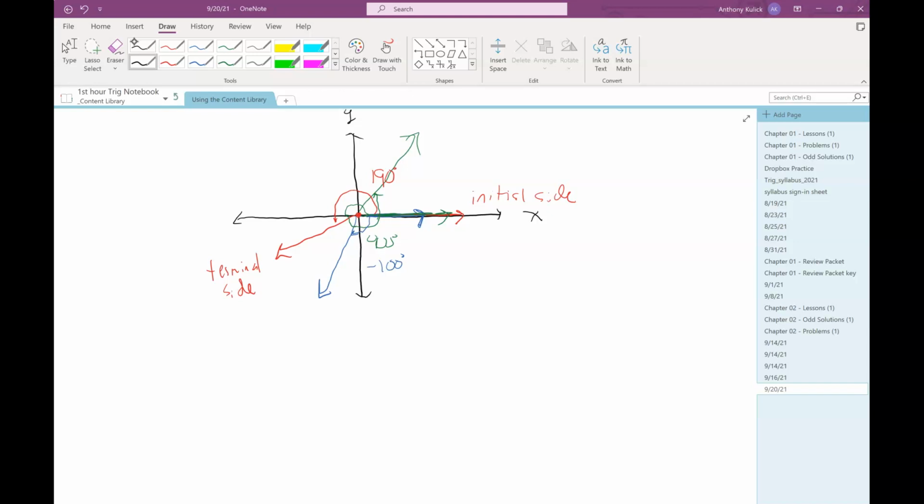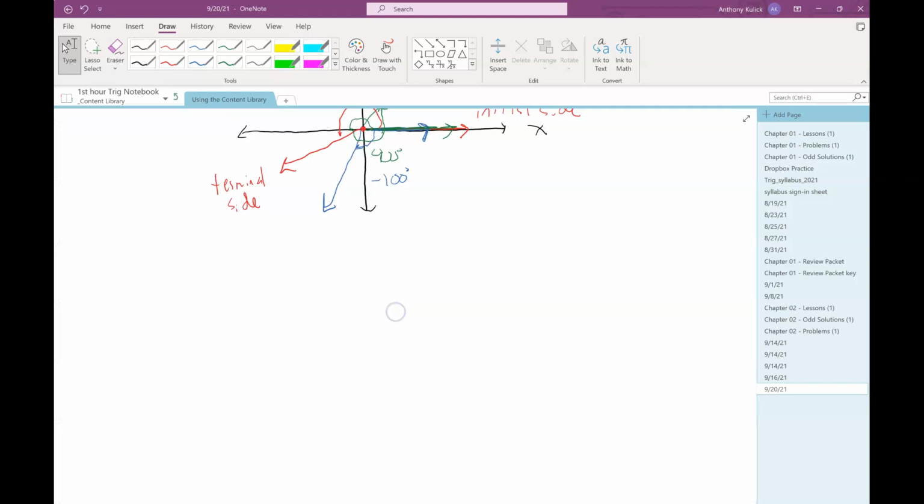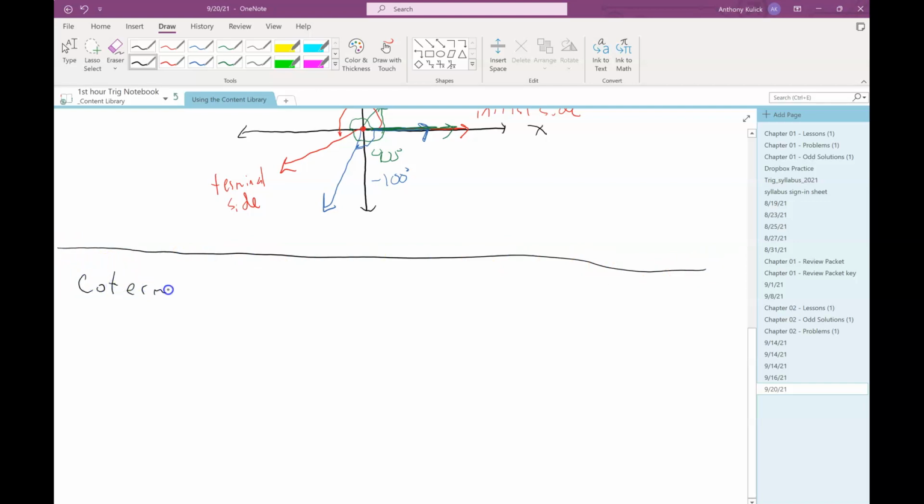Tyler? So when you go beyond 360 degrees, how do you visually tell the difference between that angle versus like a 45 degree? Great. So this is the next concept. We're going to talk about something now called coterminal angles, and I think this will answer your question.